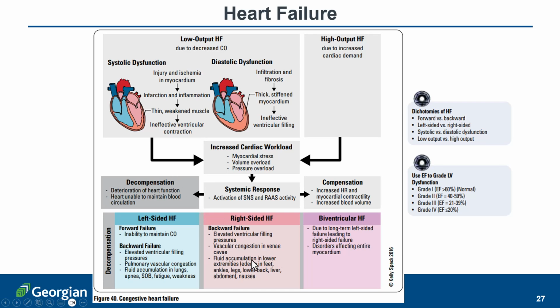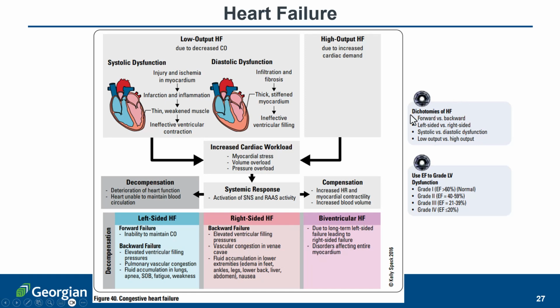And as blood starts to accumulate in the venous system, you get increased hydrostatic pressure in the venous system, resulting in fluid accumulation especially in the lower extremities. So you have edema in the feet, the ankles, the legs, as well as in the liver and abdomen. You get hepatomegaly and the risk of developing ascites as well, as we'll see. So we'll do all this when we describe the clinical manifestations of left-sided and right-sided heart failure.